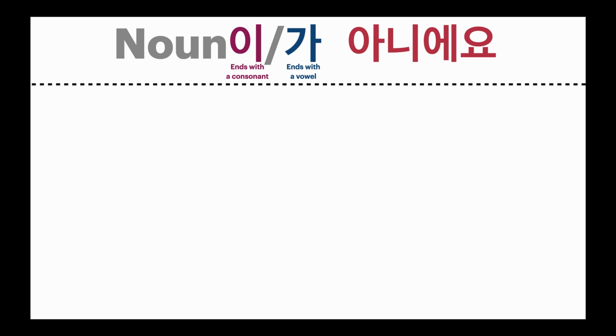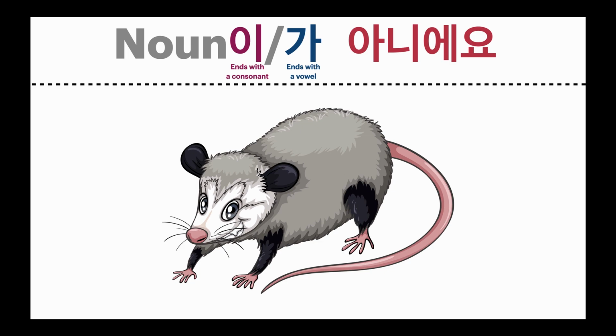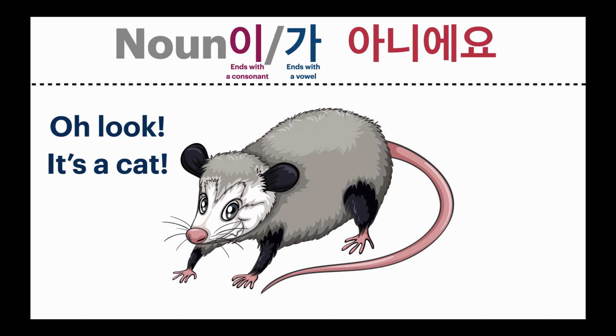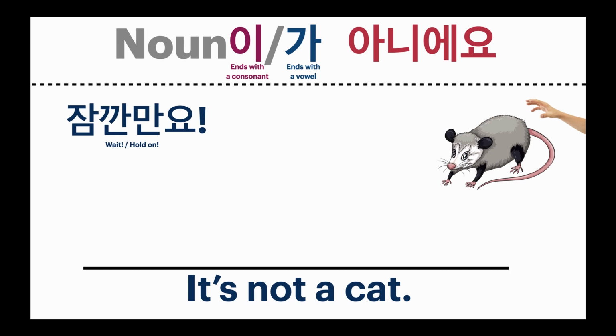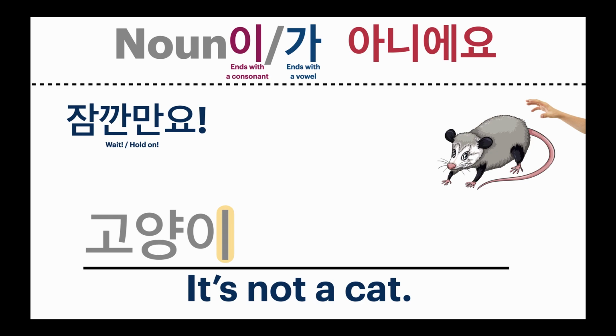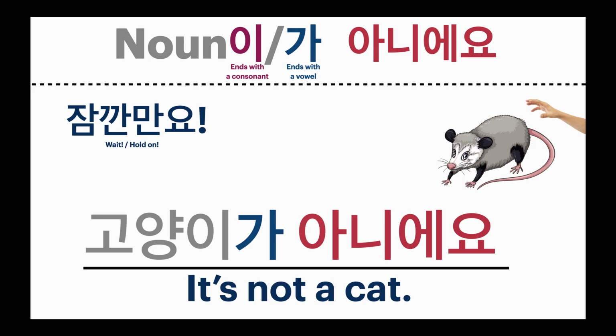Let's say you're walking along a sidewalk with your coworker and you guys see an animal. Oh look, it's a cat, your coworker says, and reaches out to pet it. 잠깐만요. How would you say it's not a cat? Let's start with cat, 고양이, which ends with a vowel, so we will then add the subject particle 가, 고양이가, plus not, 아니에요. 고양이가 아니에요. 잠깐만요. 고양이가 아니에요.